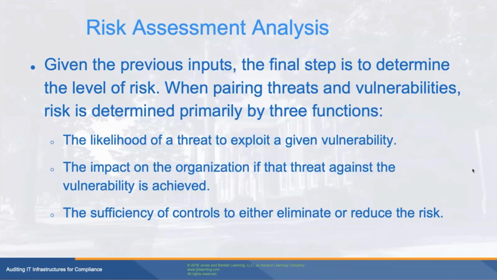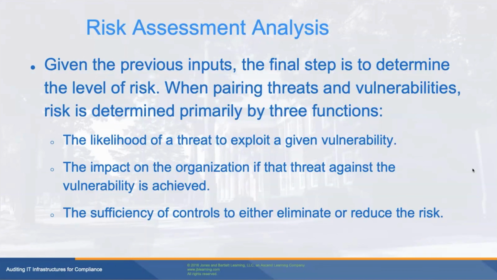After we take all of those steps and look at the risk and the vulnerabilities, then we're going to determine what level of risk we're okay with. When we're pairing the threats and the vulnerabilities, risk is determined by three functions. One is the likelihood that a threat is going to actually exploit a vulnerability. So how likely is it that it's going to happen?